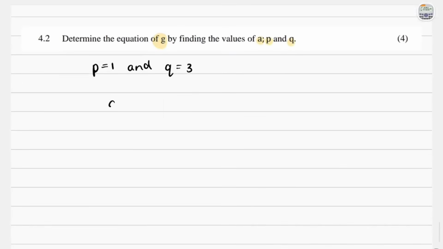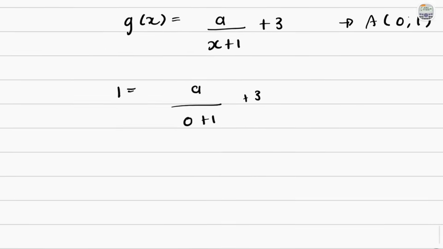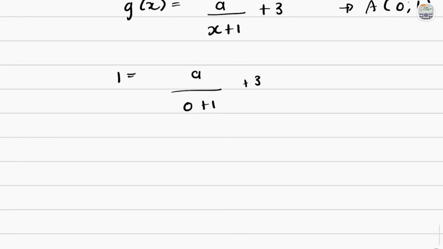So our equation of the graph of g is simply a over x plus 1, plus 3. And we're going to substitute the point a, 0 and 1, into the equation. So we have 1 is equal to, as the y value, a over 0 plus 1, plus 3. 0 plus 1 is 1, a over 1 is a, so this is just a, and we can transpose the 3, so that's 1 minus 3. And so we know that a is equal to -2.